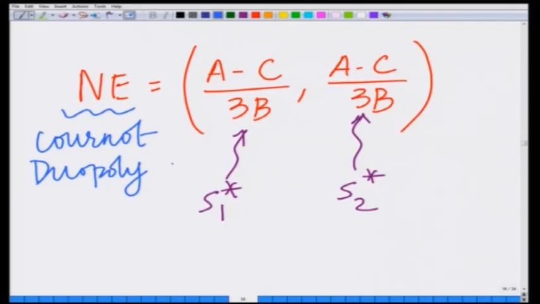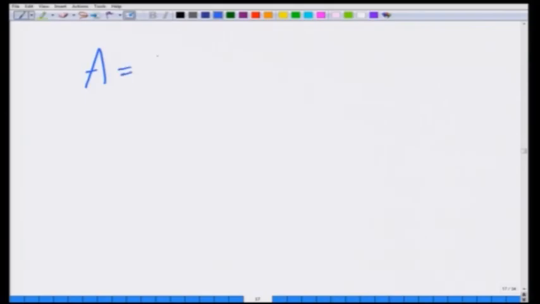This is the Nash equilibrium of the Cournot duopoly again. Now, let us try to represent this graphically to understand this better. Let us take typical values. Let us say A equals 10, B equals 1, C equals 1.